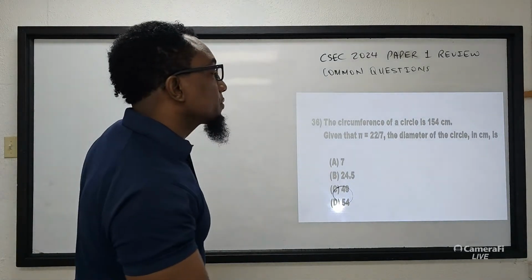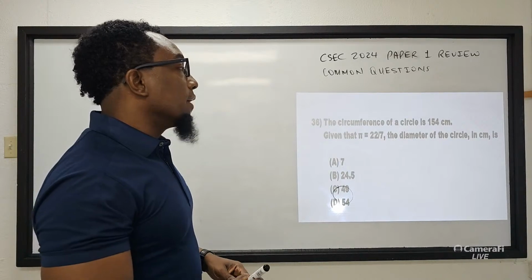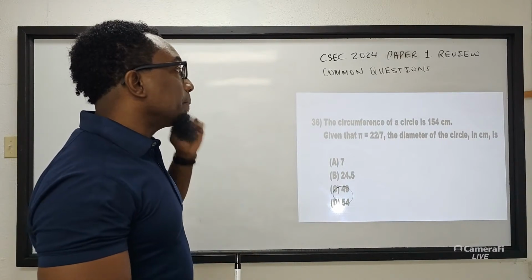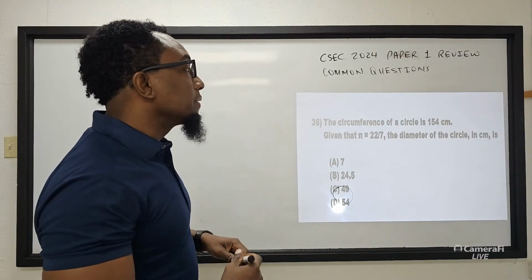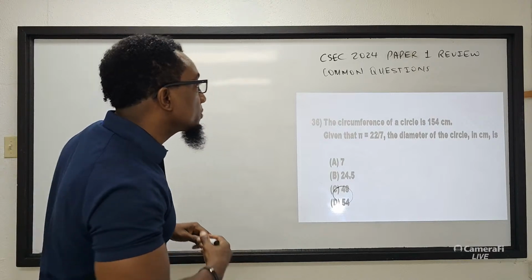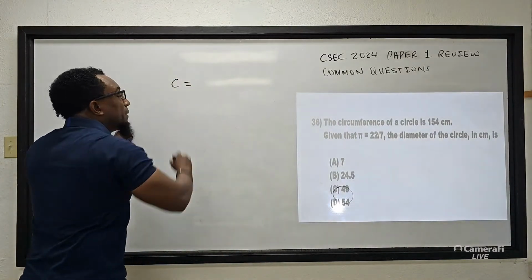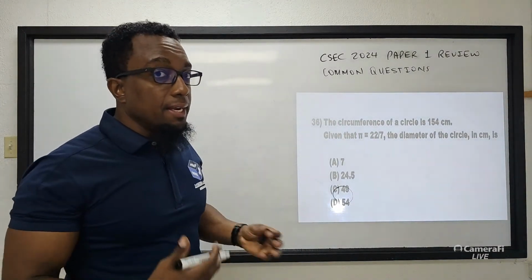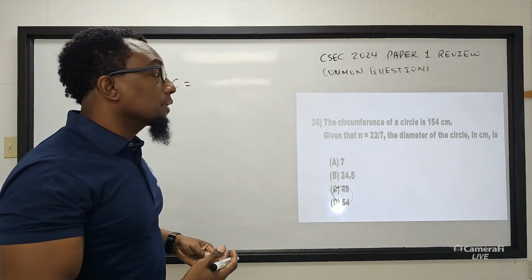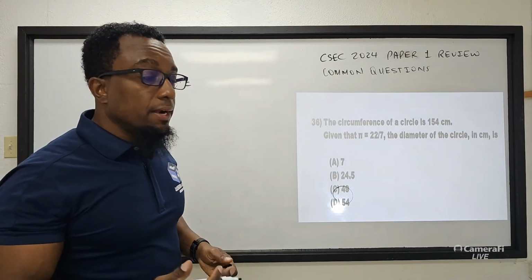The circumference of a circle is 154 centimeters. Given that pi is 22 over 7, what is the diameter of the circle? Make sure you know the formulas for the area and circumference of a circle. Circumference is 2 pi r, area is pi r squared.